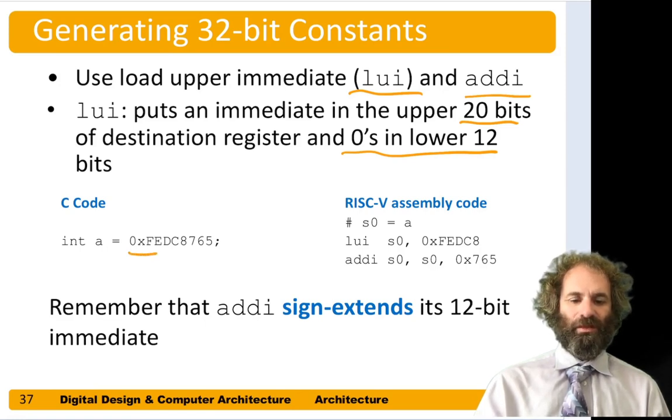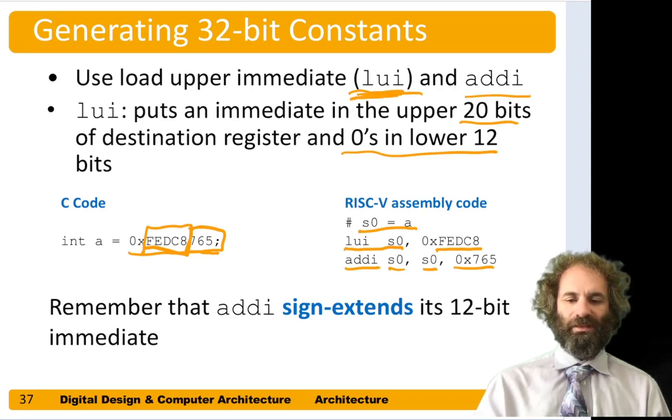So let's say we wanted int A equals this 32-bit constant FEDC 8765 in hexadecimal. And suppose A was in S0, we could do a LoadUpperImmediate. S0 gets FEDC 8. That's the upper 20 bits. And then we could do an addi. S0 gets S0 plus 765. That adds the 765 to the lower 12 bits, completing our 32-bit number.